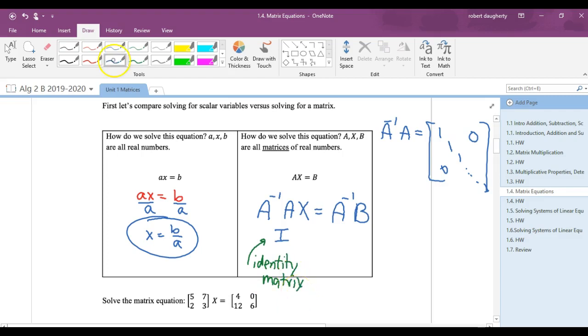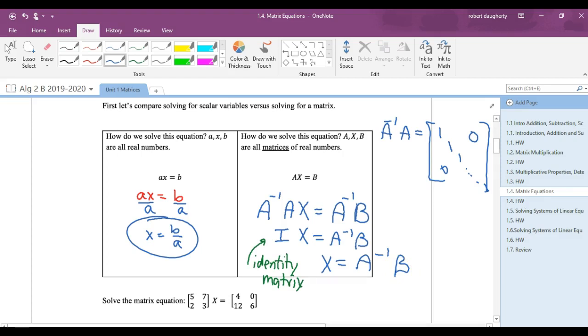So I get, what is the identity matrix times X? What did you tell me? When you multiply a matrix by the identity, what do you get? The same thing you started with. So what is the identity times X? X. So this gives you X is equal to A inverse times B. That's how I solve for X.